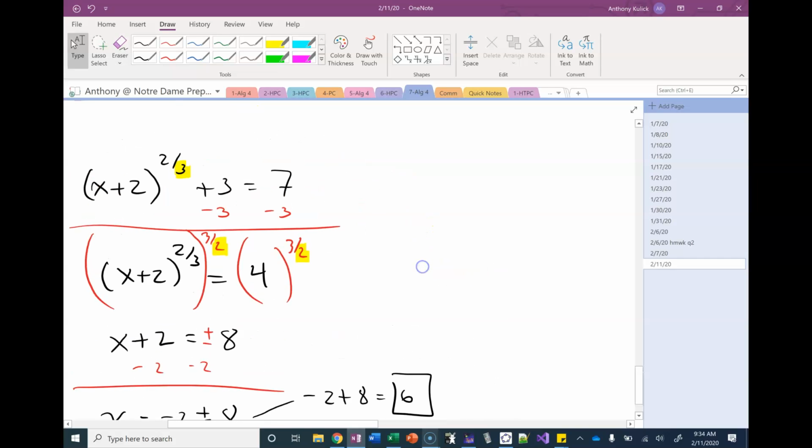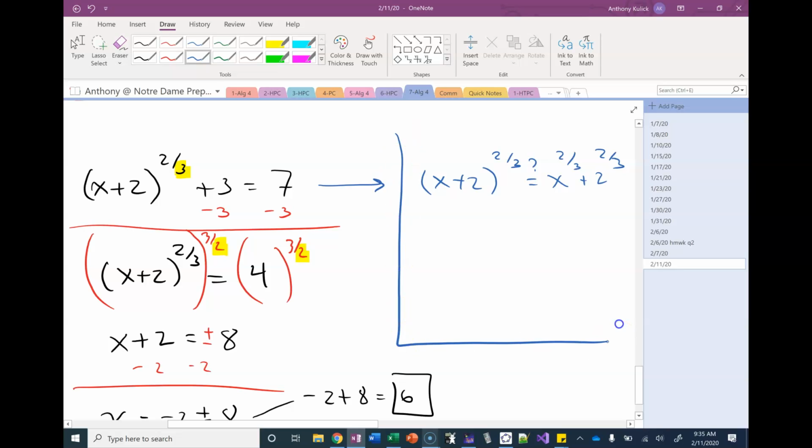So as an aside here for this question, this is something that kind of always comes up. Can I do the following? If I have x plus 2 to the 2/3, can I just write this as x to the 2/3 plus 2 to the 2/3? Is that allowed? What do you guys think? Is it okay to do that? No! No, that is always wrong. That's very bad.